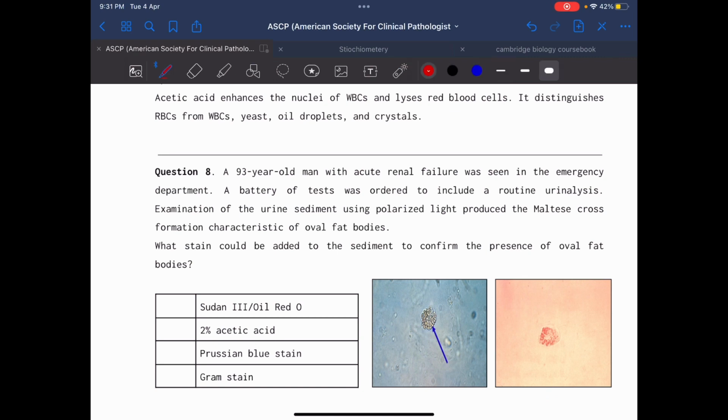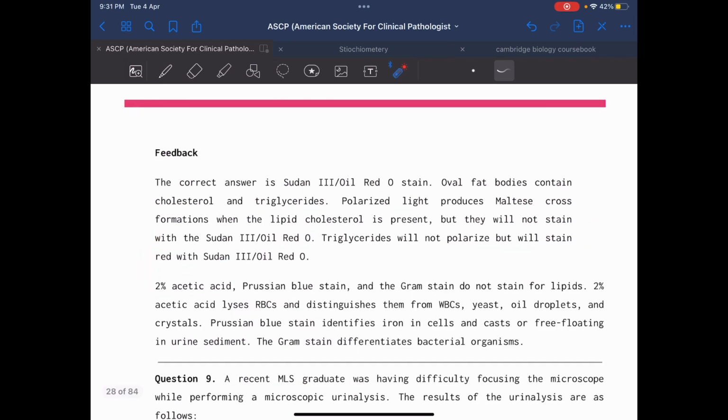As we know, Sudan III oil red is used to detect oval fat bodies. And here is the feedback. Correct answer is Sudan III.